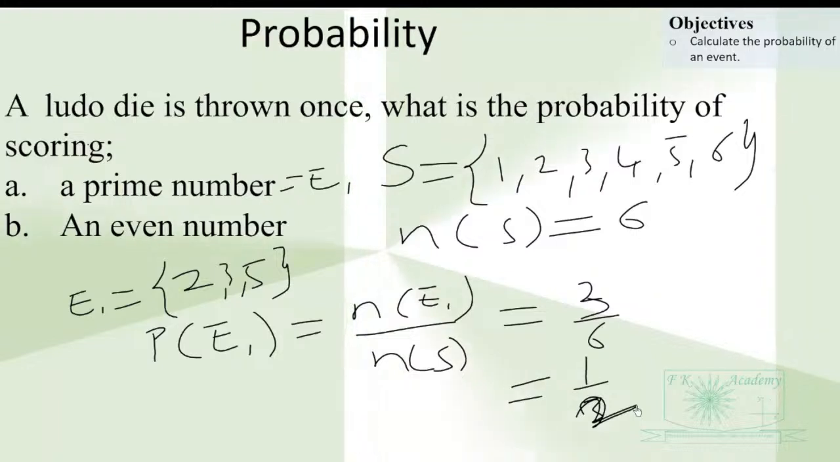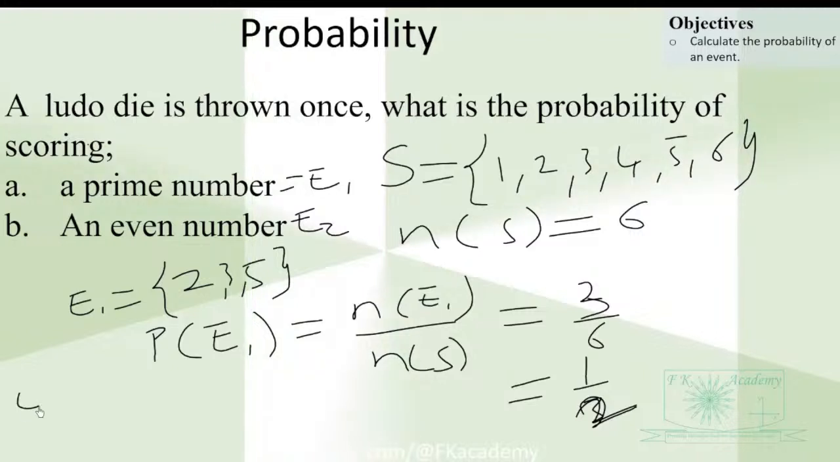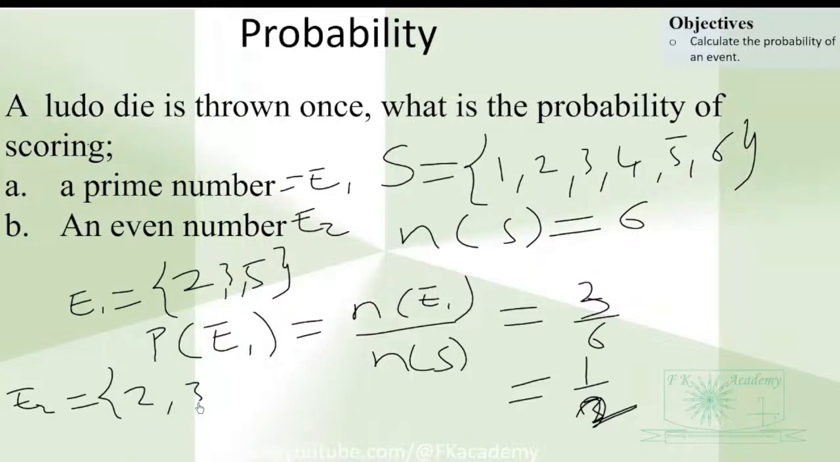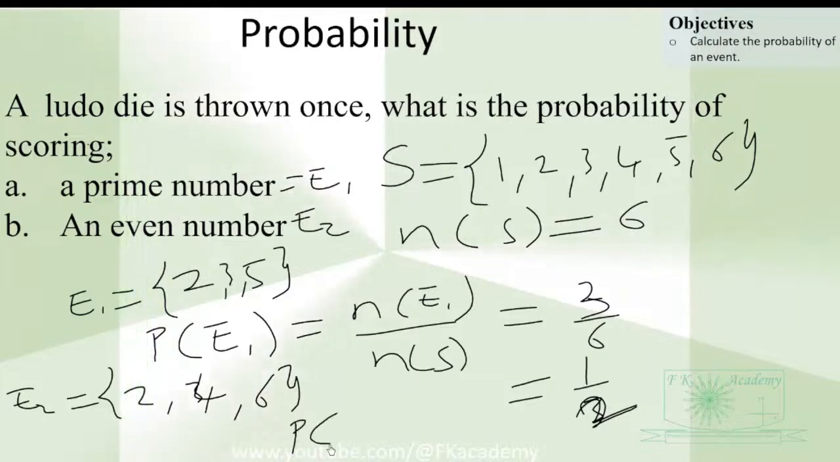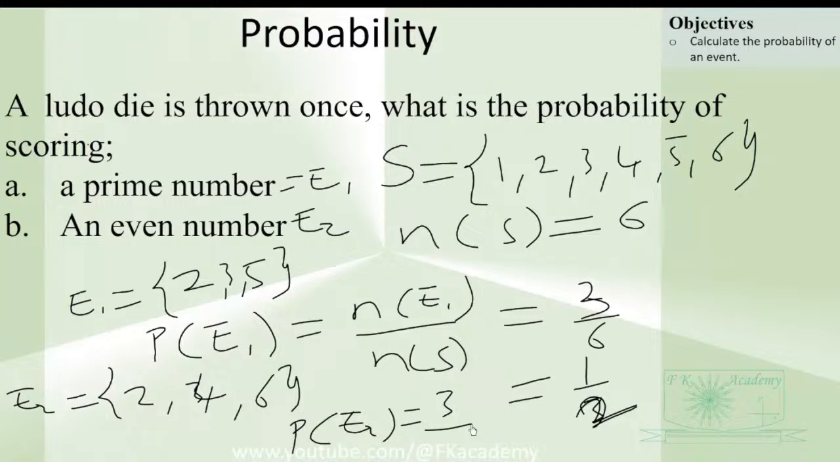Now the probability of getting an even number. Let's call this the second event. The even numbers are 2, 4, 6. So that gives us the probability of E2 equal to the number of elements in E2, which is 3, over the number of elements in the sample space, 6, which is also 1 over 2.